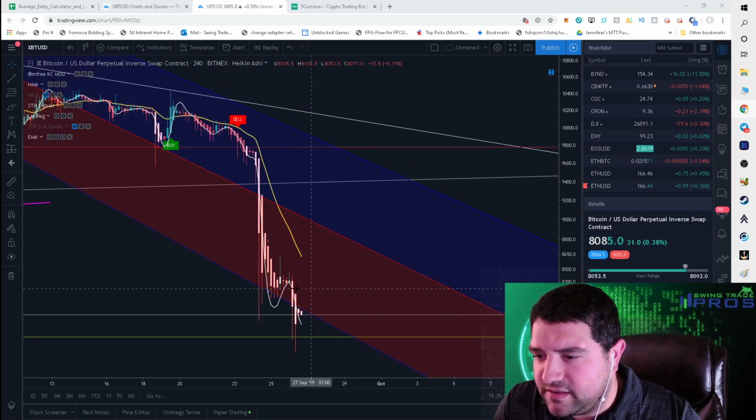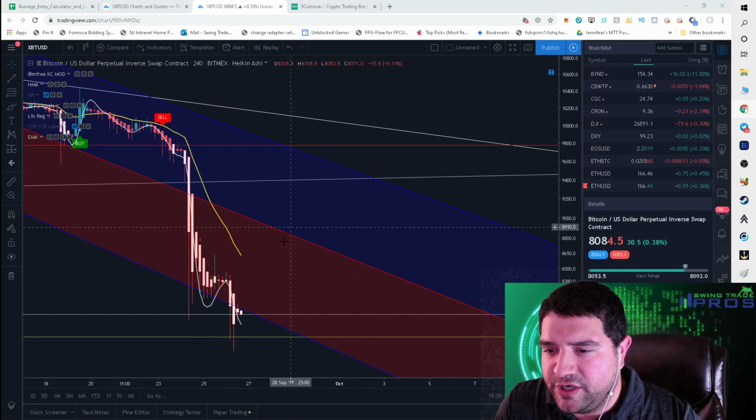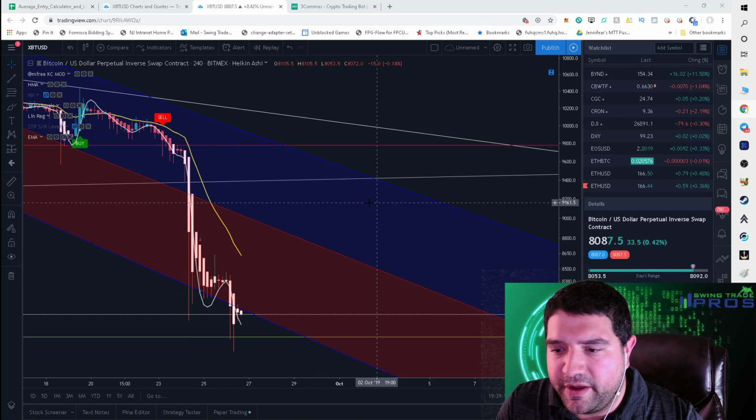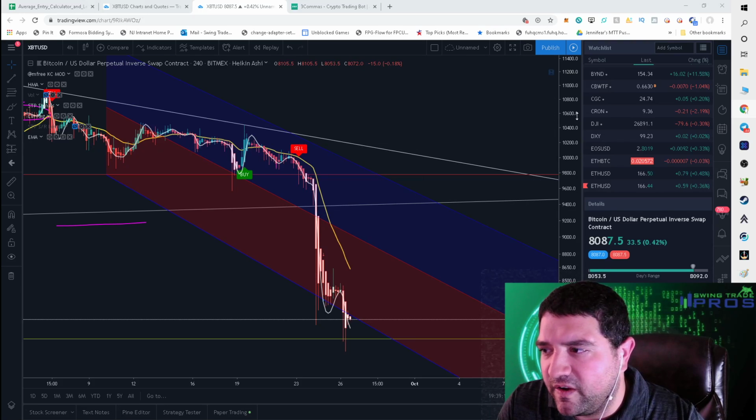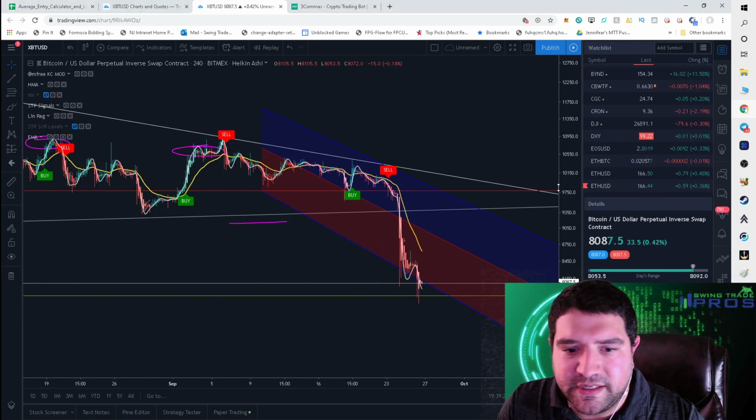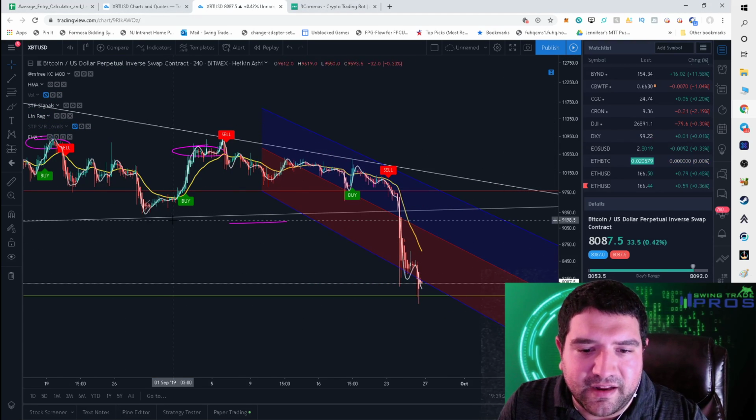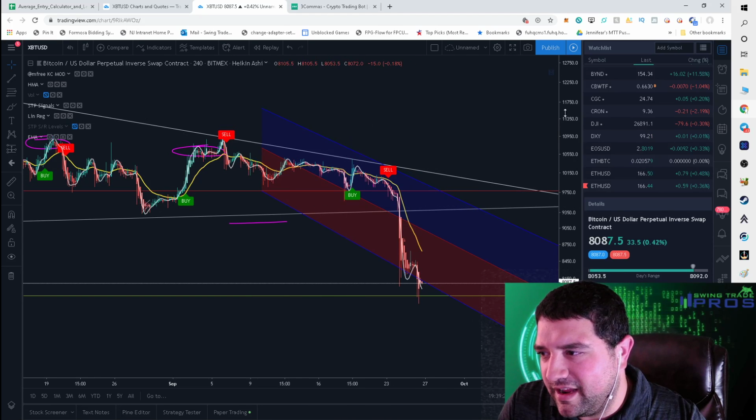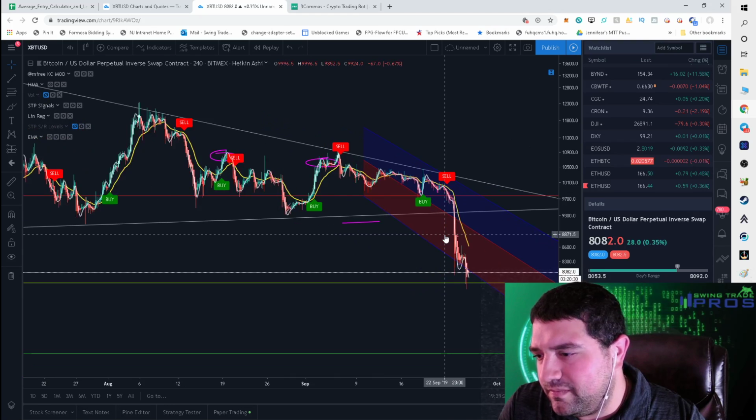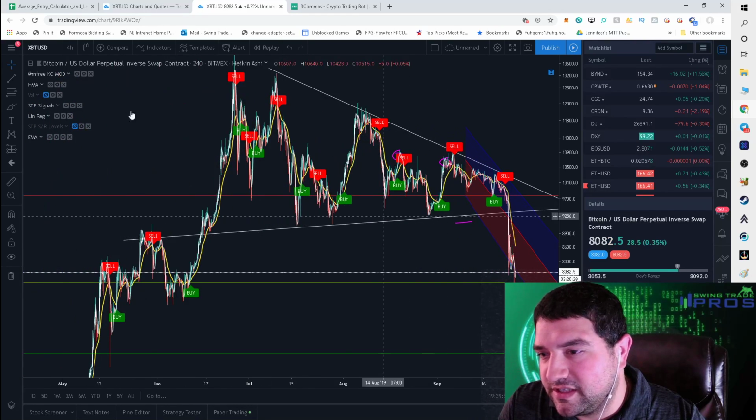Basically, we're just looking for some sort of confirmation that this dump is done with, but obviously I already told you guys before, this is around a 30% measured move down, which will put us somewhere around the 6,500 area, and that just looks like where we're headed.